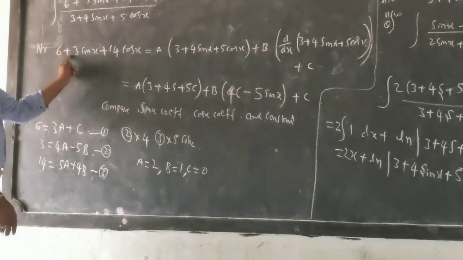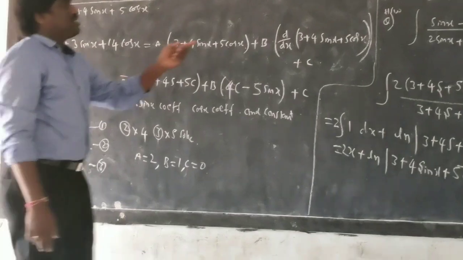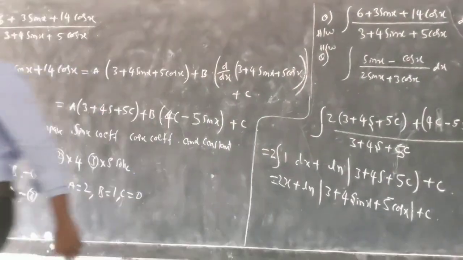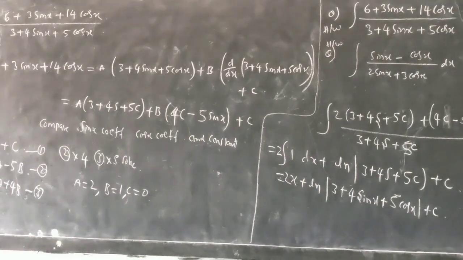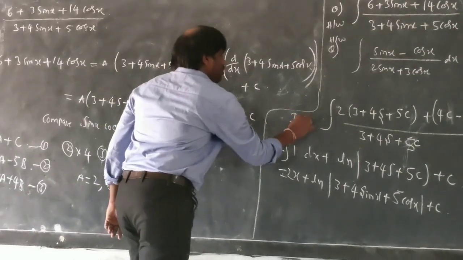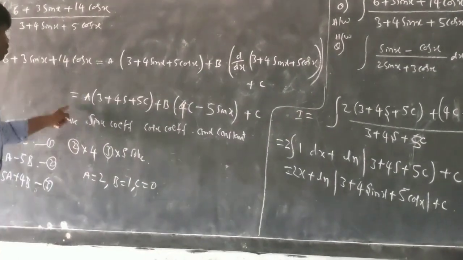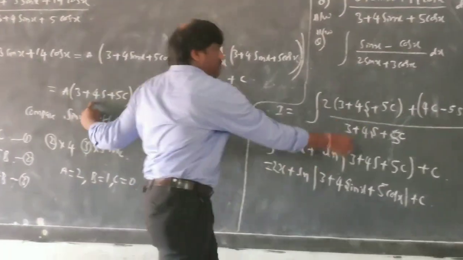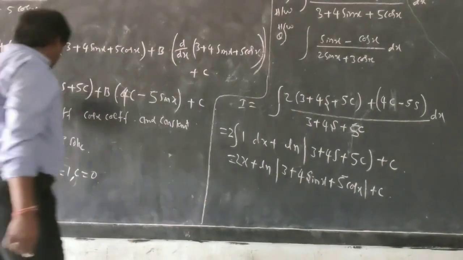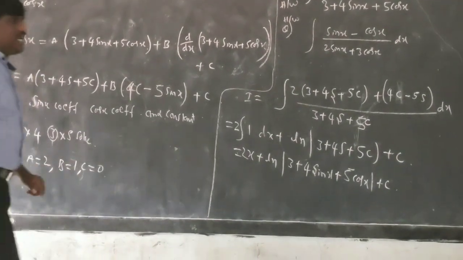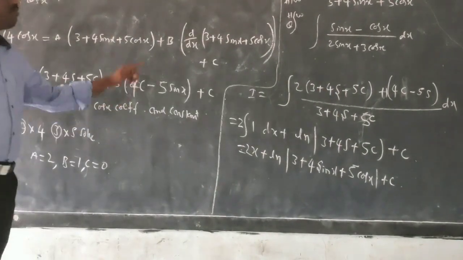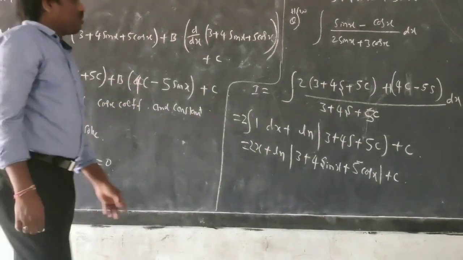Now the numerator can be expressed this way, and the question changes. I is equal to 2 times the denominator, since a is 2, plus b times the differentiation of the denominator, where b is 1, plus c, which is already 0. So you get it this way.